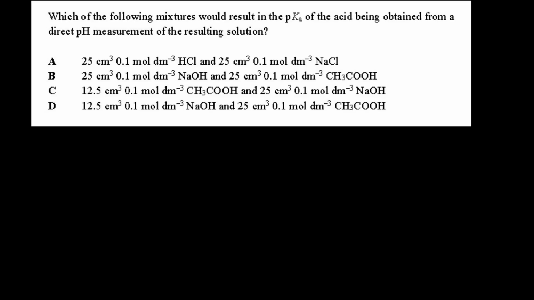So if we look at option A, in option A we have HCl and we have NaCl. There is no reaction between a strong acid and a salt. So it is not a buffer. So option A is wrong. Then in option B we have a strong base, sodium hydroxide, and a weak acid, acetic acid. The volume and concentration of both are the same.